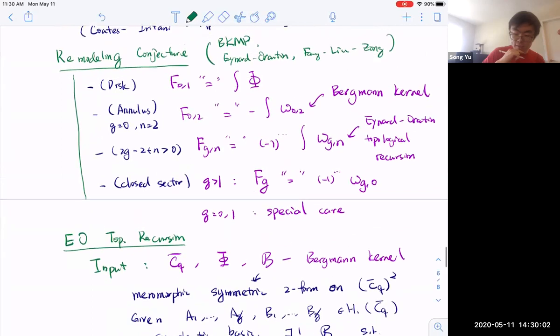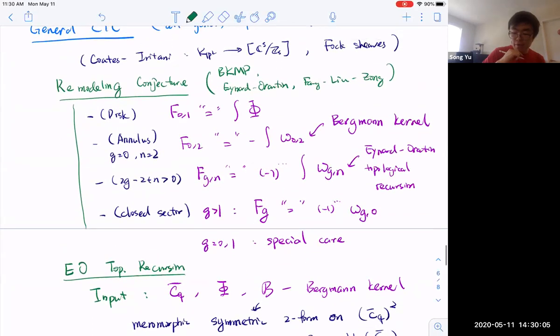Also, recall that these topological recursion invariants, if we take appropriate integrals along combinations of paths on the mirror curve, can be related back to the A model Gromov-Witten invariants. That's the meaning of this powerful statement, which is the remodeling conjecture.